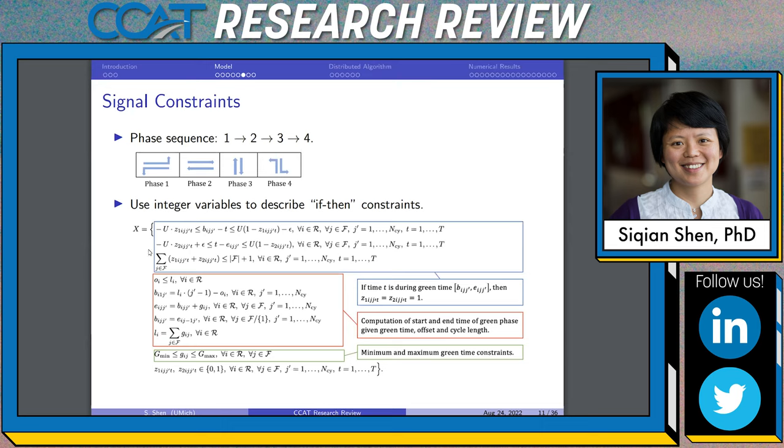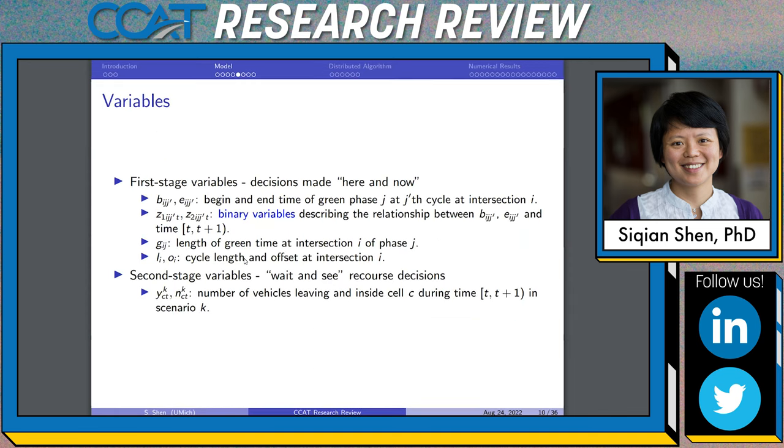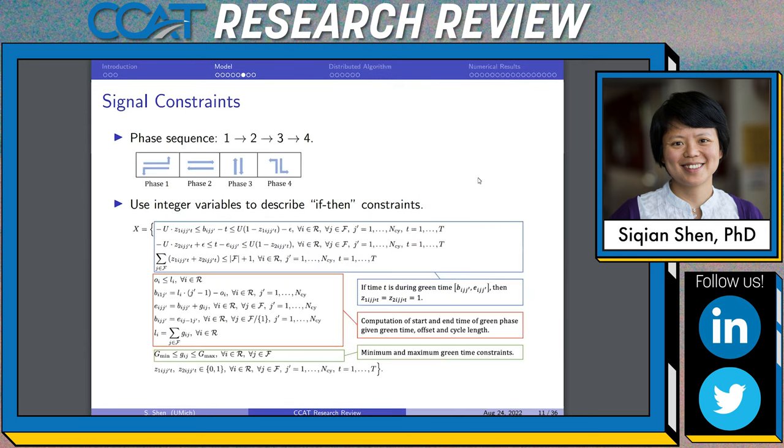this set of constraints, which is mixed integer, it has binary variables, it has continuous variables, will tell me the time that I assign. So the time T I'm looking at right now, where is it located, okay? So I have certain B value and E value. If you go back here, B and E are the beginning and end time of the green phase of J and J prime at intersection I. And if I'm looking at a certain time period T in my network, I would like to know, is the T in between these beginning and end times or not, right?